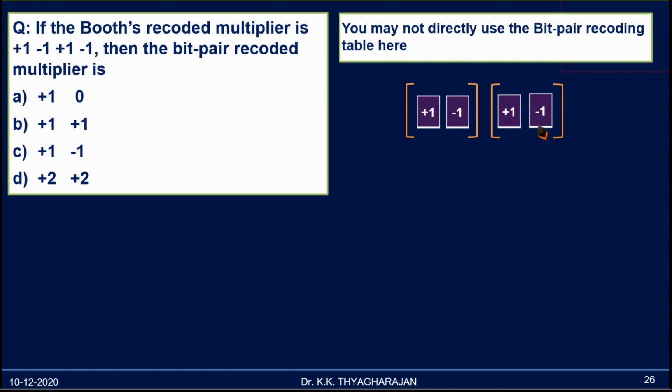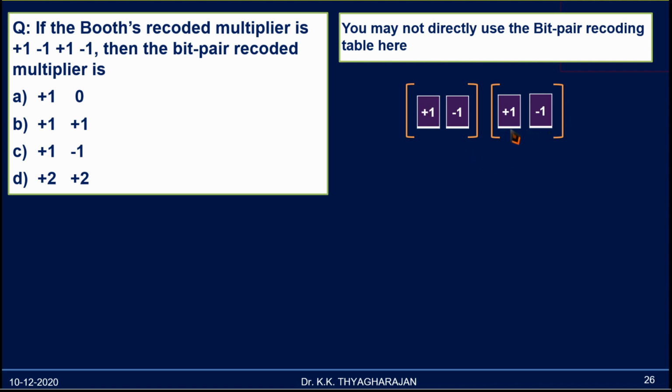These two values should be combined to get the bit pair recoded value. Similarly, these two values should be combined to get the bit pair recoded multiplier. The position value of this number is 2 power 0. The position value of this number in the pair is 2 power 1. Similarly, the position value of this number is 2 power 0. The position value of this number in the pair is 2 power 1.